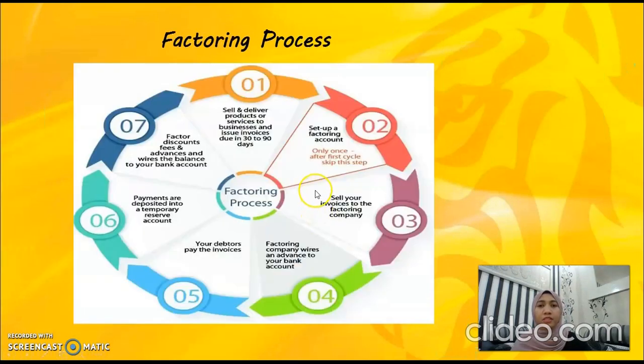Okay, for the factoring process, the first step is to sell and deliver products or services to businesses and issue an invoice due in 30 days to 90 days. For the second, set up a factoring account. This is only done once; after the first cycle, skip this step. Third, sell your invoices to the factoring company. Fourth, the factoring company wires an advance to your bank account.